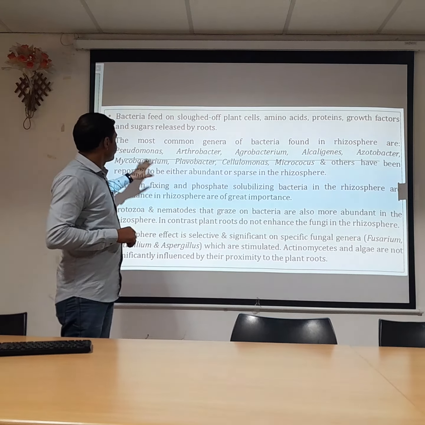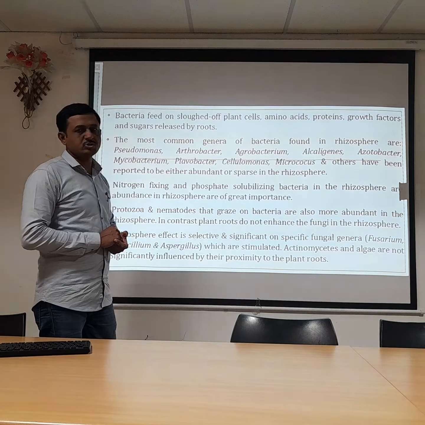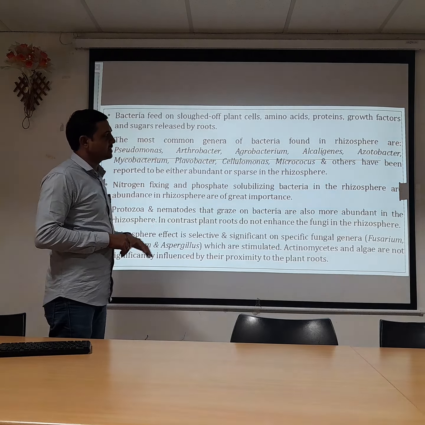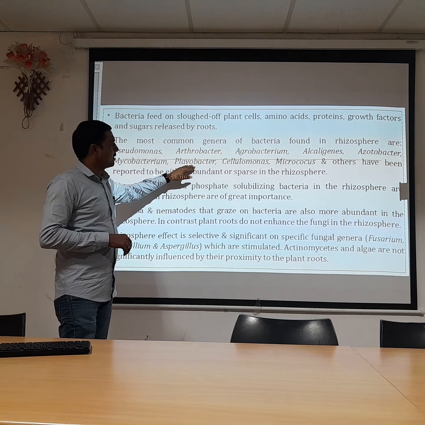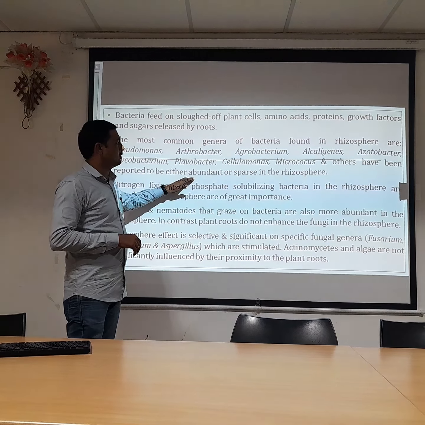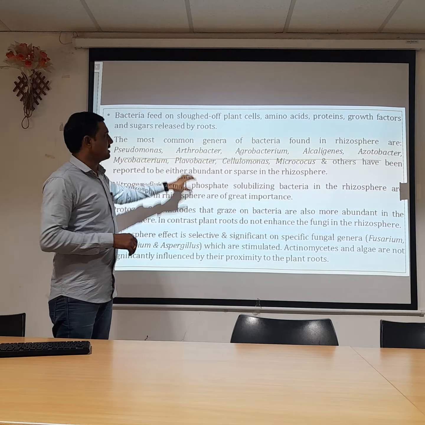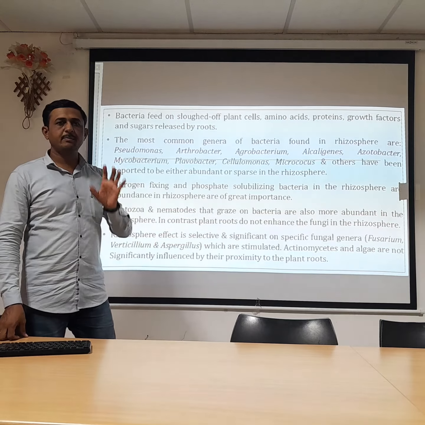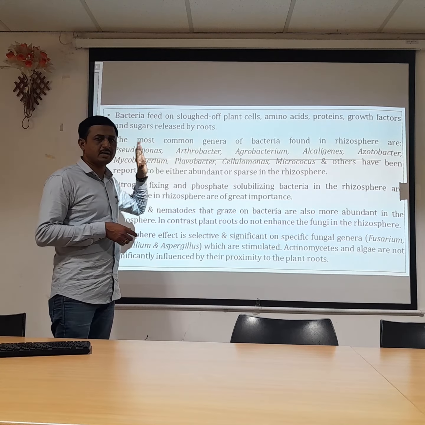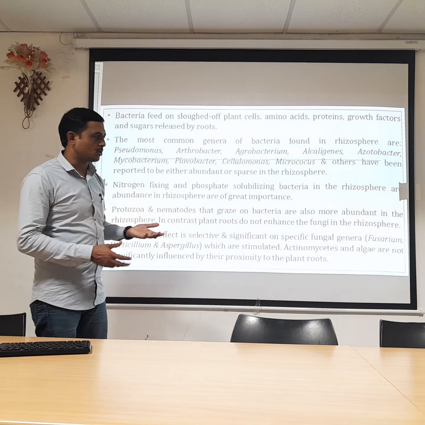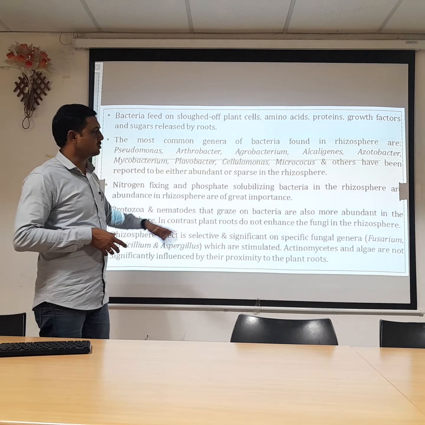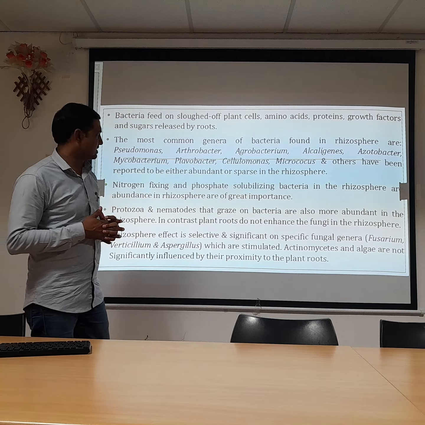The most common genera of bacteria found in the rhizosphere are Pseudomonas, Arthrobacter, Agrobacterium, Alcaligenes species, Azotobacter, Mycobacterium, Flavobacterium, Cellulomonas, Micrococcus, and others, which have been reported to be either abundant or sparse in the rhizosphere. These are simply some representative genera of bacteria which are present predominantly at the rhizospheric region. Apart from that, millions of microorganisms are normally present in the soil, but they are also in association with the plant roots, so they are predominant in the rhizospheric region.